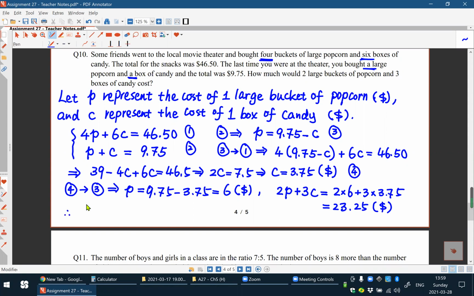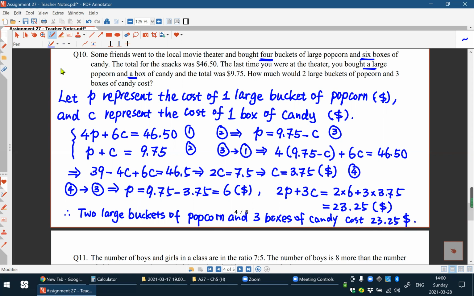So now we can make the conclusion. Two large buckets of popcorn and 3 boxes of candy cost $23.25. Okay. Any questions?